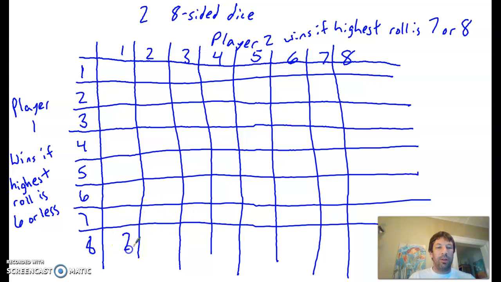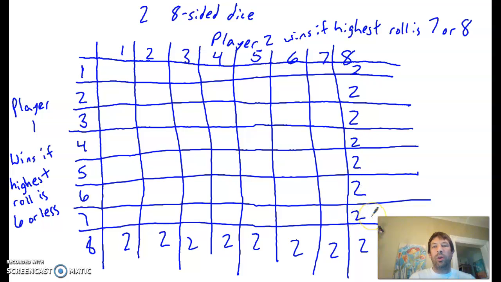So I'm just going to put a 2 in this entire row and in this entire column, because those would all be, the highest number would be 8 on one of the dice. So player 2 would win. Player 2 would also win if the highest roll is a 7. So player 2 would also win in that entire row and this entire column.